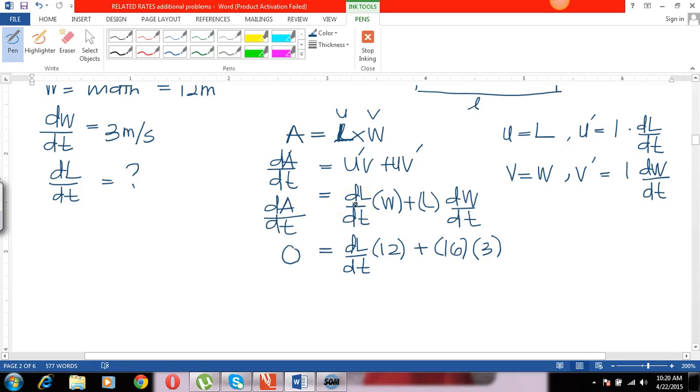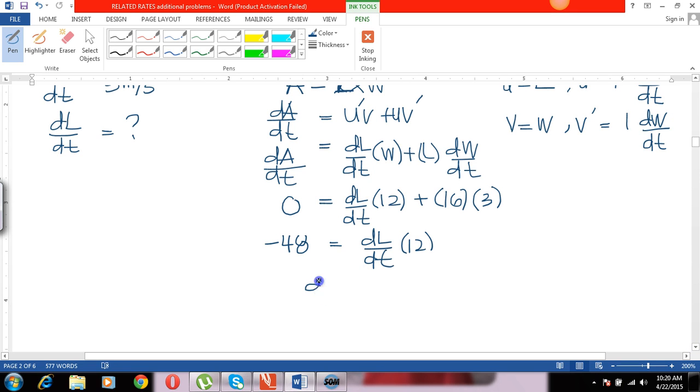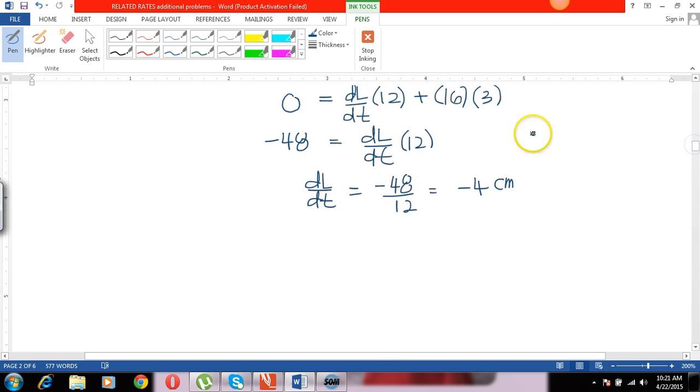Okay, so move 16 times 3 to the left hand side. We get negative 48. Then we have dl over dt times 12, right? So we know that dl over dt equals negative 48 over 12, equal to negative 4 cm. Now look at the first one, right?